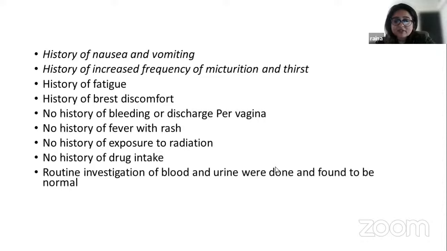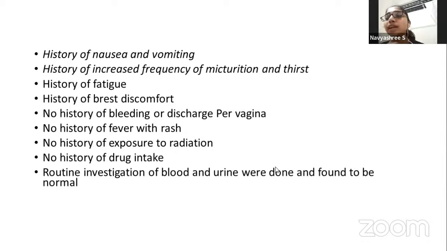Okay, second question. Routine investigations of blood and urine were done. What do you mean by routine investigations? Which routine investigations do you think were done? CBC, complete blood count in the first trimester. Okay, so CBC was done. CBC, what all will we check? Hemoglobin, hematocrit. Yeah. And then total leukocyte count, differential leukocyte count. Okay, so we're mainly worried about hemoglobin. That's the main thing we want to look at in the CBC because we're worried about anemia. What else? What are the blood tests?